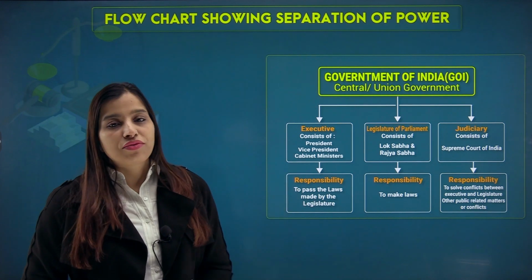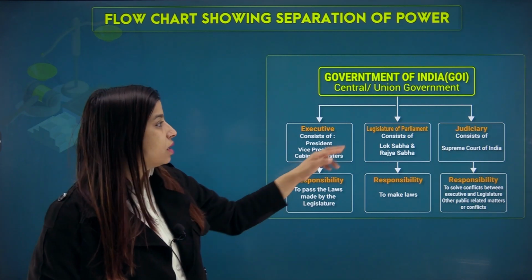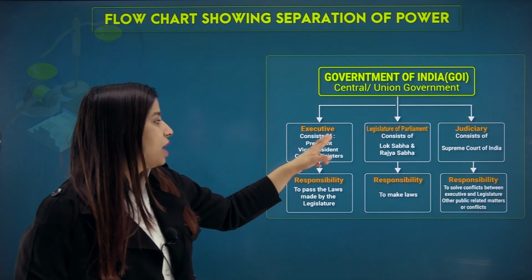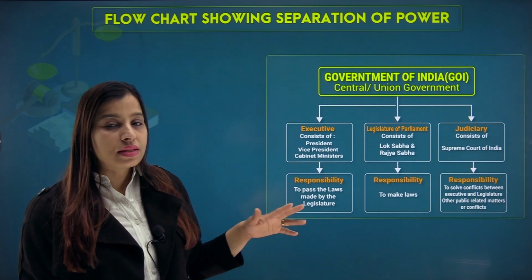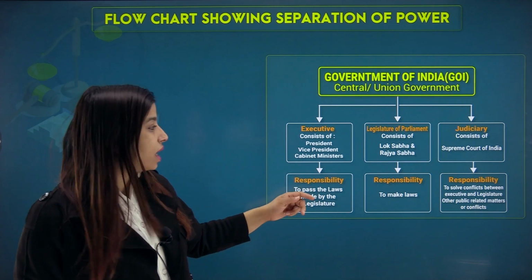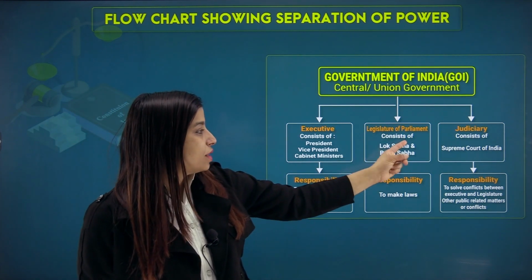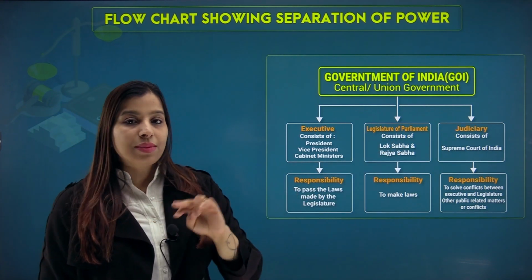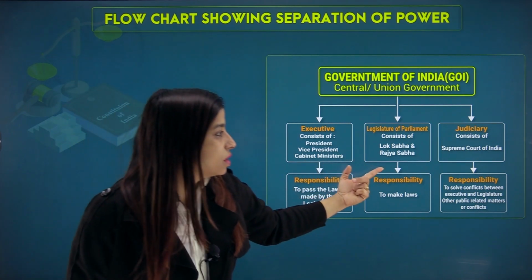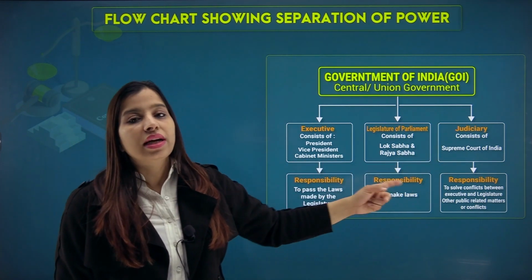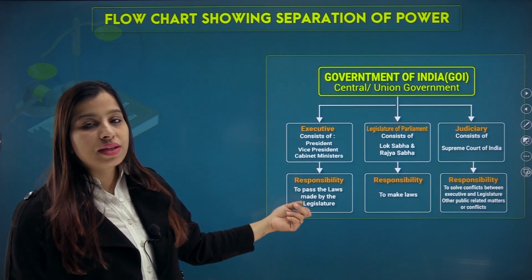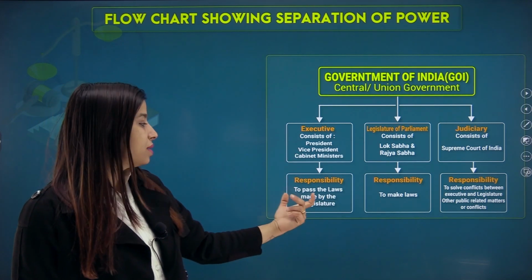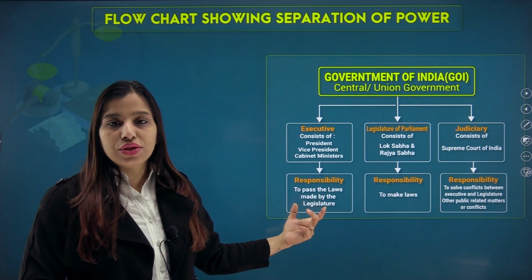Government of India, short form GOI, the central or the union government. What happens? The executive consists of the president, vice president and cabinet ministers, because these are the parts of the government. Then the legislature, or parliament, has two types. First is Lok Sabha, second is Rajya Sabha. The third is the judiciary, that consists of the Supreme Court of India.